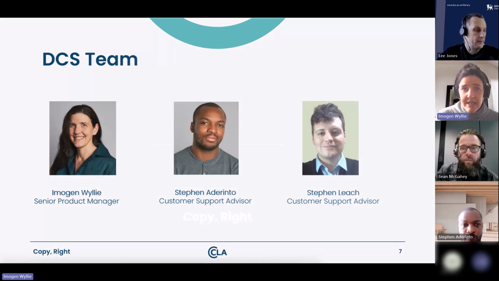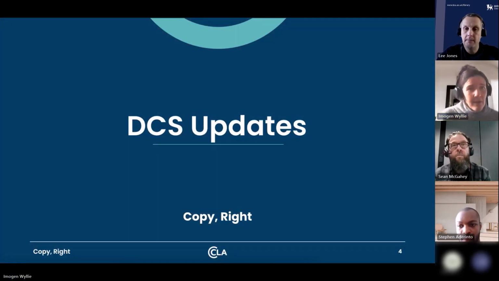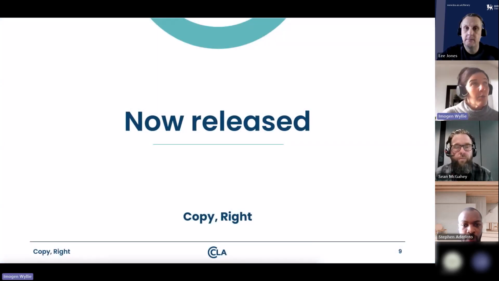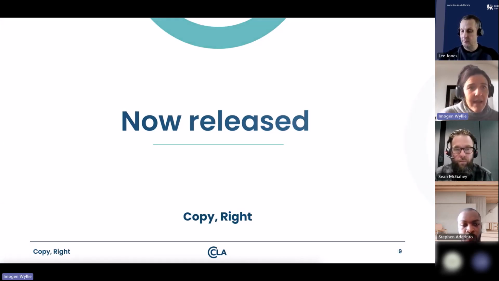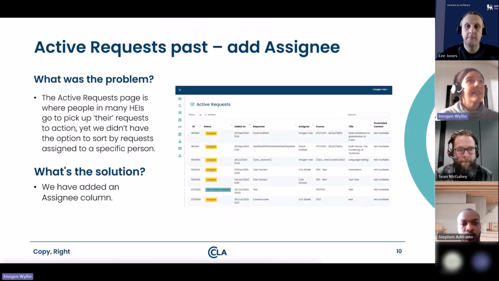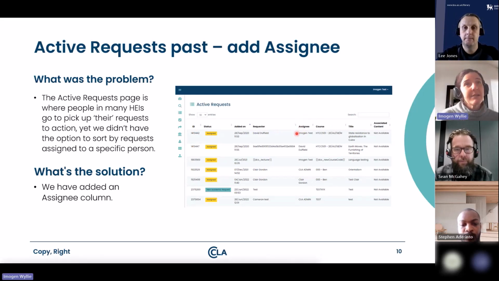Super. Let's move on then to DCS updates. We had one release quickly followed by another in January. So the big change has been adding the assignee column on the active request page. So I need the laser pointer. There we go. So the assignee column here.